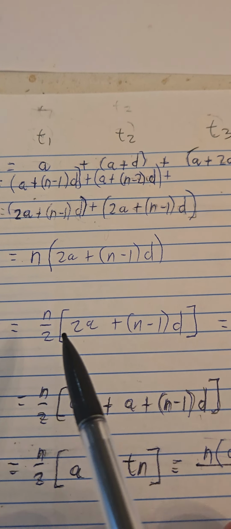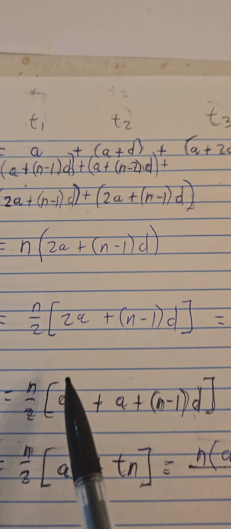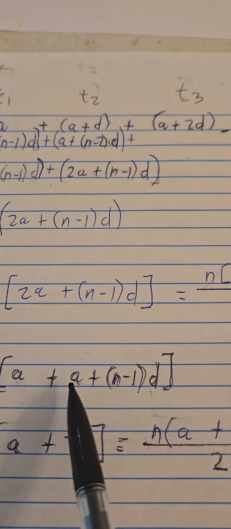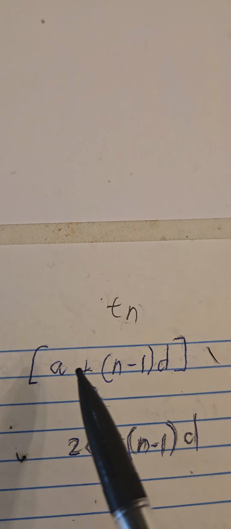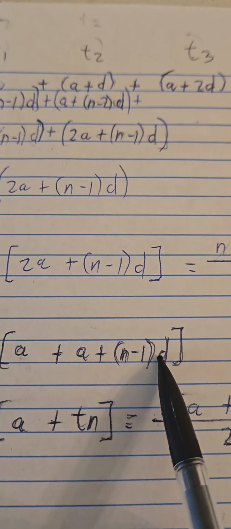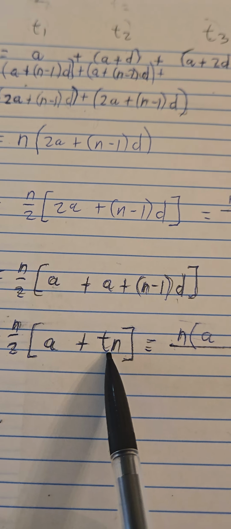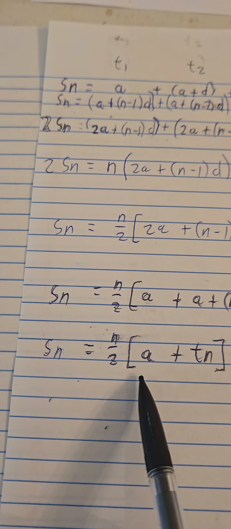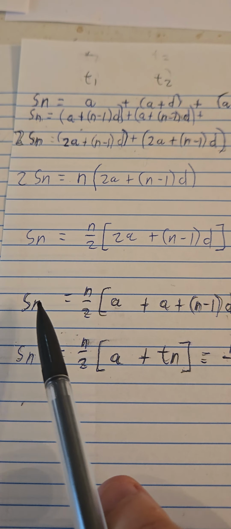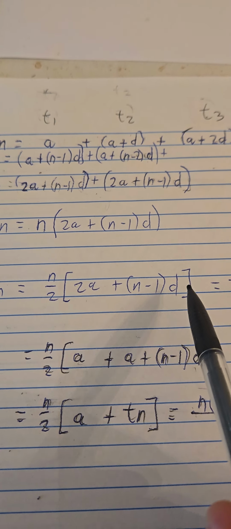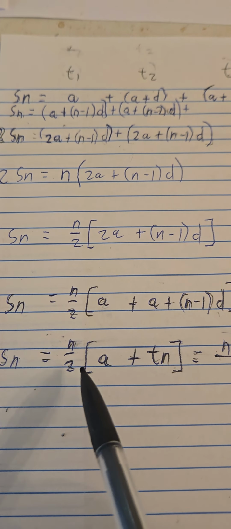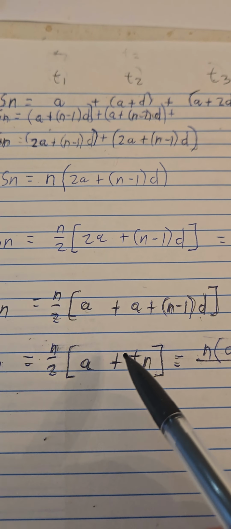Now I'm going to do one little manipulation. Instead of saying 2a, I'm going to write it as a plus a. Here we've got a plus n minus 1 times d. We already see here a plus n minus 1 times d is another way of saying tn, the nth term. So instead of saying a plus n minus 1d, I can replace it with tn. So that's another formula to get the same thing. The sum of all the terms is n over 2 times 2a plus n minus 1 times d, or it's n over 2 times a plus tn.